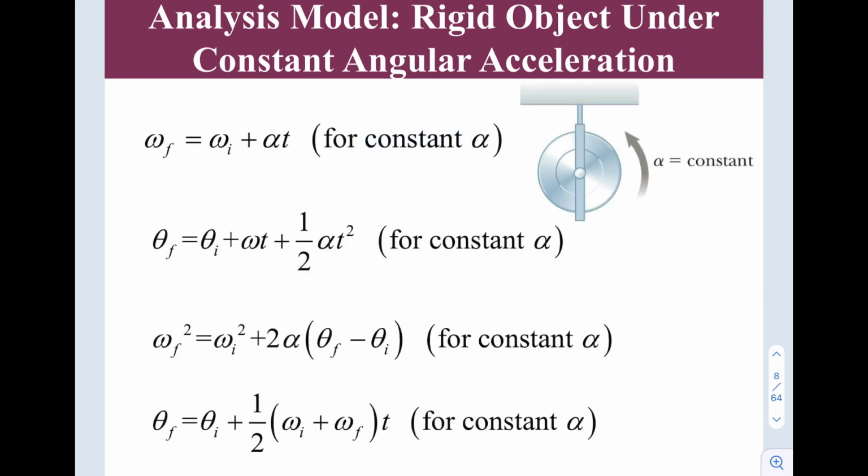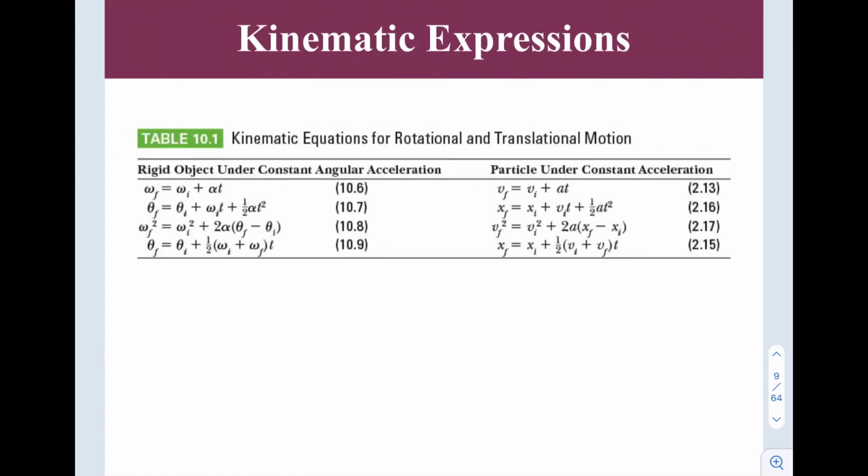For a rigid object under constant angular acceleration, meaning that alpha is constant, we may use these equations: omega final equals omega initial plus alpha t. Theta final equals theta initial plus omega initial t plus half alpha t squared. Omega final squared equals omega initial squared plus 2 alpha delta theta. Theta final equals theta initial plus half, omega initial plus omega final, times t.